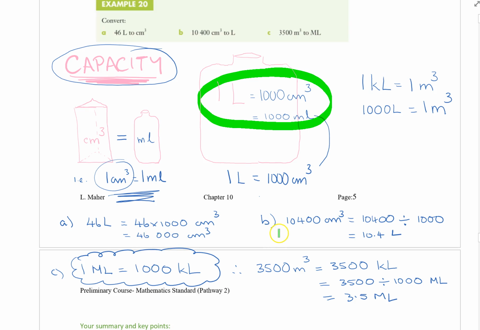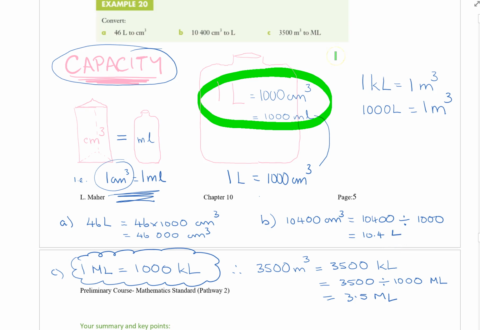With example B, we're talking cubic centimetres again, and we're converting those to litres. So again, we've got our 10,400 and we're dividing by 1,000 to get it to litres. Move your decimal point back 3 places and you'll get 10.4.